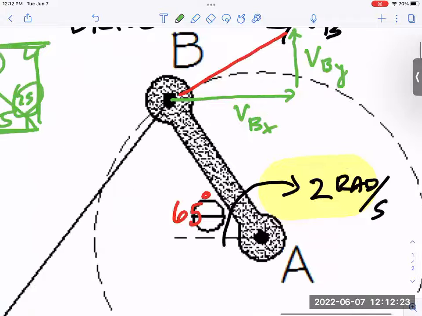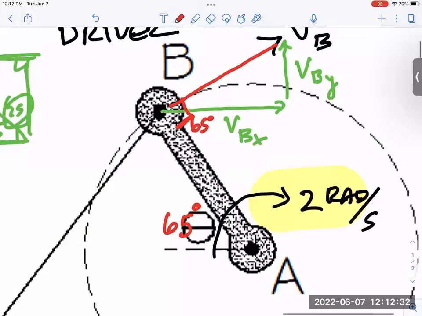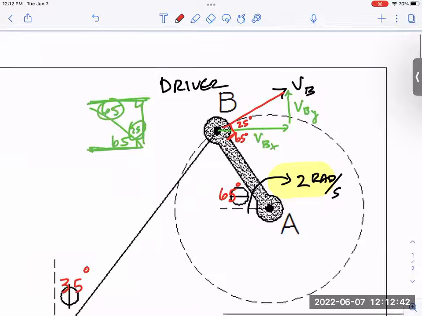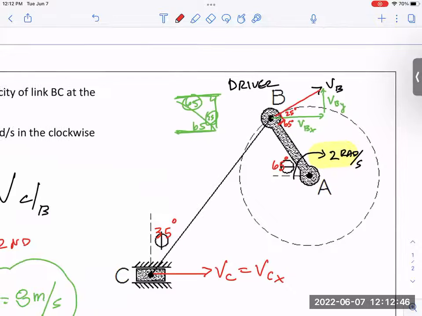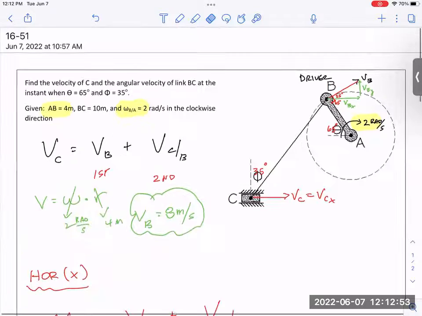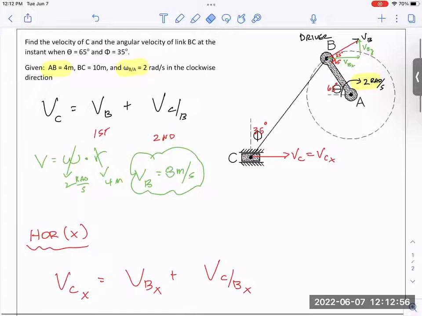So that means this angle is 65 degrees, but then don't we know this angle is 90? The velocity is always perpendicular to the radius. So if that's 90, then doesn't that mean this is 25? So now I know an angle in that triangle. Isn't that kind of cool? So I do know the velocity of B in the X direction.